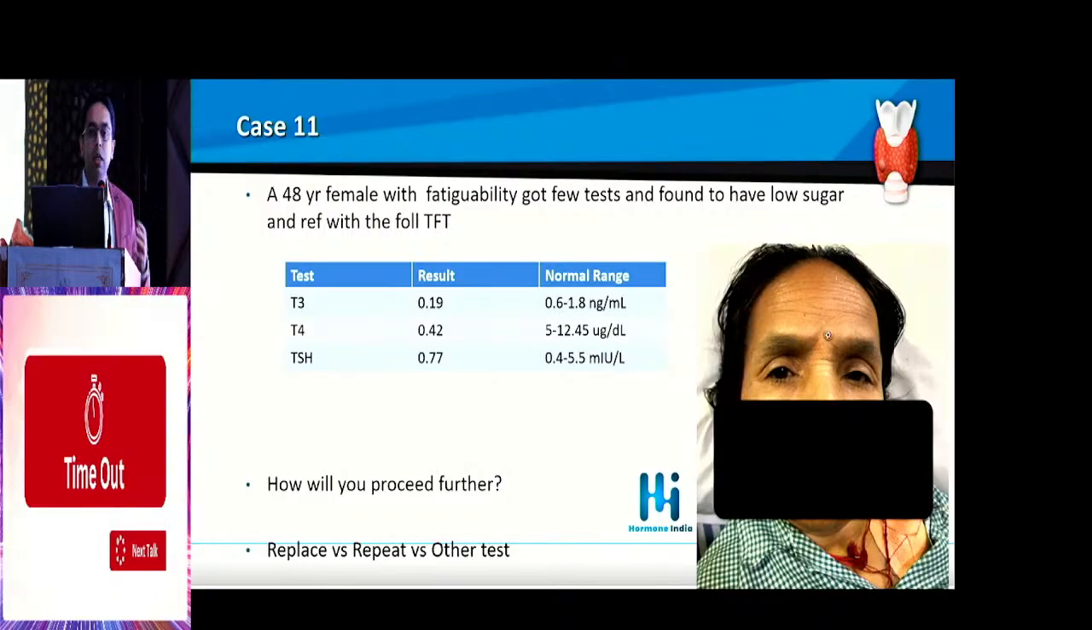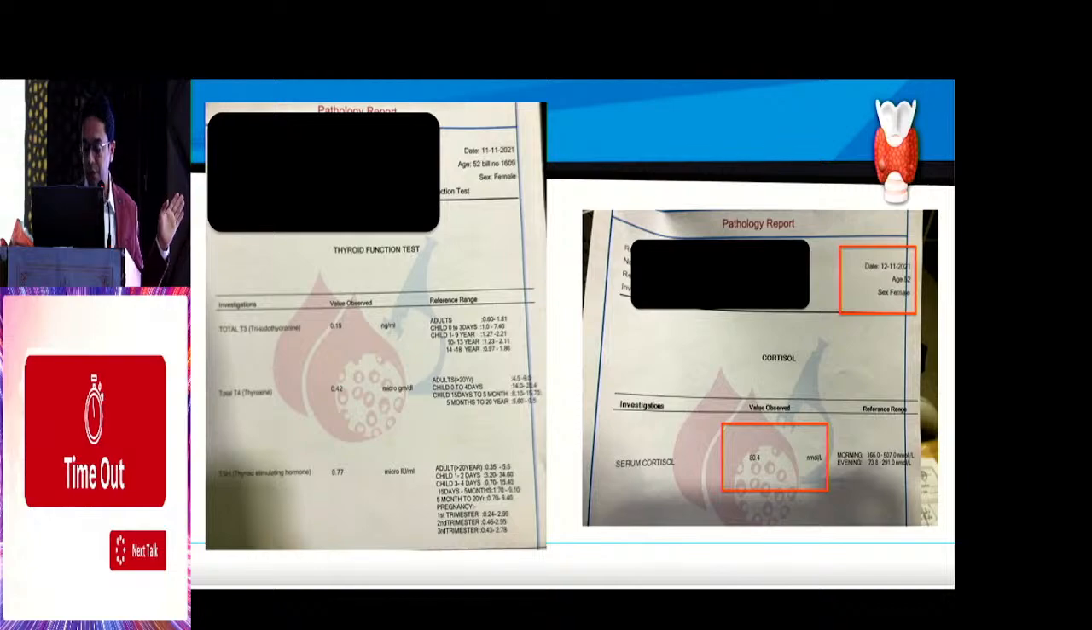Low sugar is because of secondary cortisol deficiency, okay? So this is Sheehan syndrome, very correct. So this patient has low cortisol. If you would have replaced this patient with thyroid medicine, the patient would go into adrenal crisis. The patient can even die.